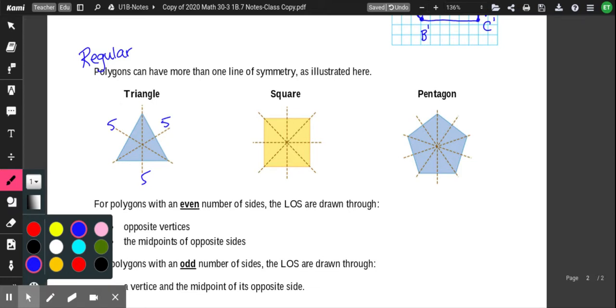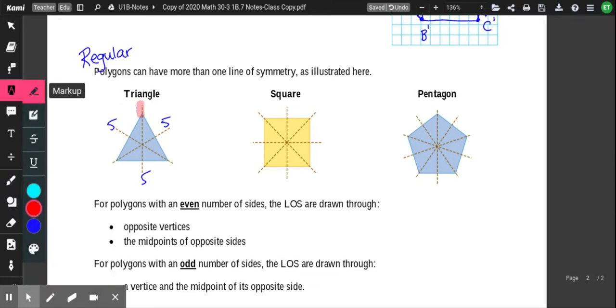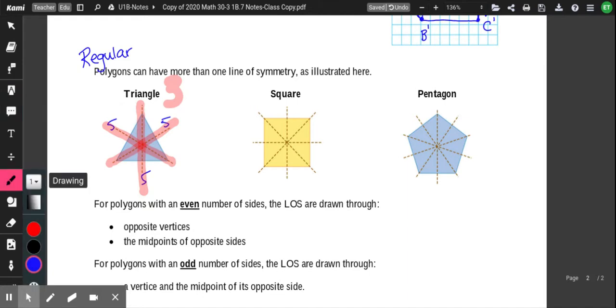So how many lines of symmetry can I draw in the triangle? You always start at a corner and go cutting through the other side in half. So I started a corner and I cut the other side in half. Started a corner, cut the other side in half. Okay, that's how we cut those. So we have 3 lines of symmetry in a triangle. And a triangle has 3 sides.